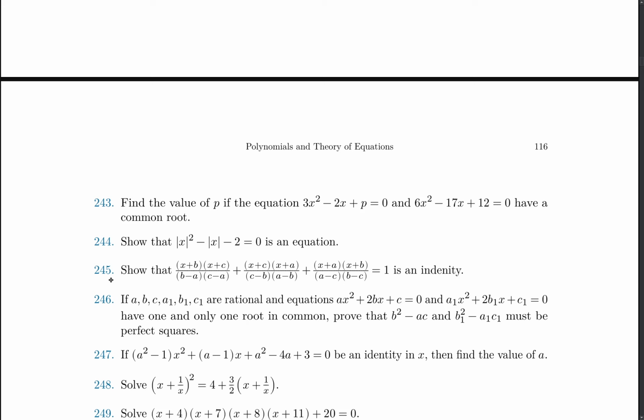So next question is 245. Show that x plus b into x plus c by b minus a into c minus a, plus x plus c into x plus a divided by c minus b into a minus b, plus x plus a into x plus b by a minus c into b minus c is equal to 1, is an identity.